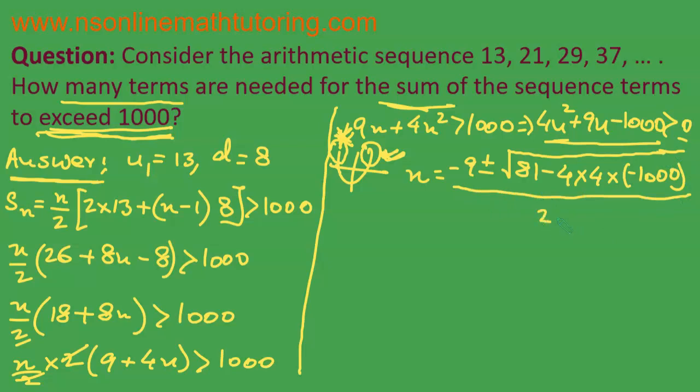Over 2a. So, n is equal to negative 9 plus minus under root 81, and there is this minus sign and this minus sign, so we will have a positive product, 4 times 4 is 16, times 1000 is 16,000, over 8.